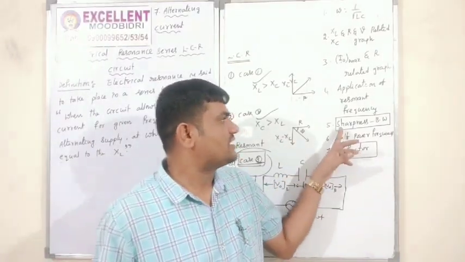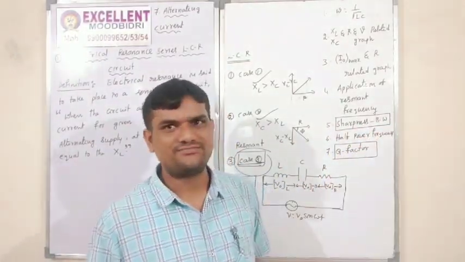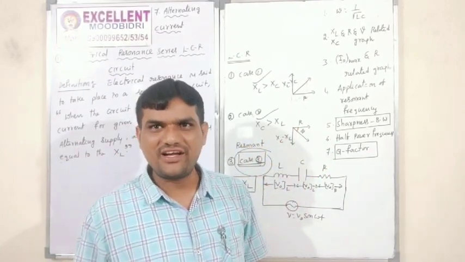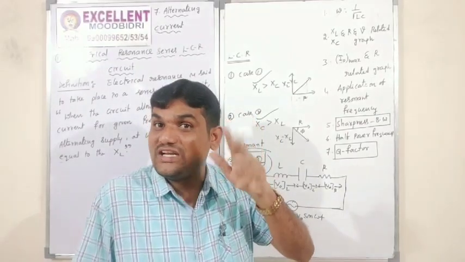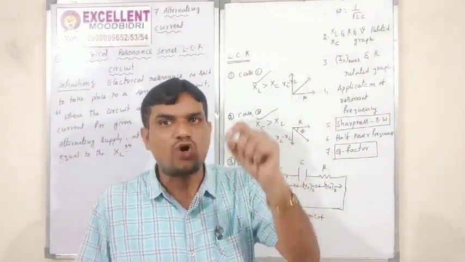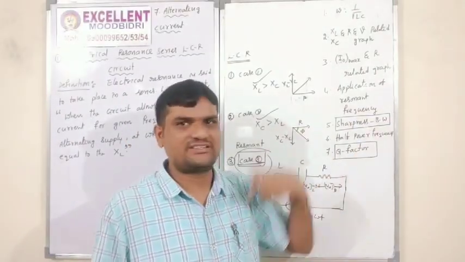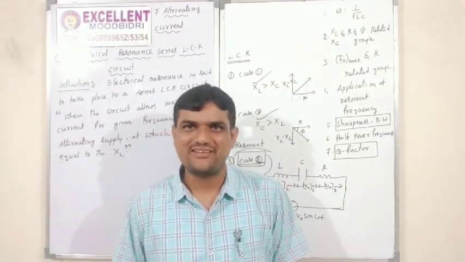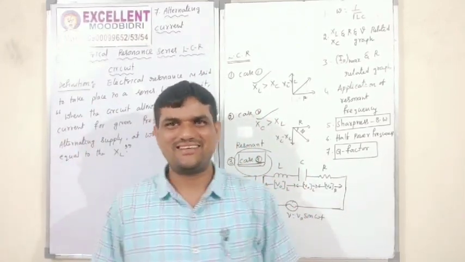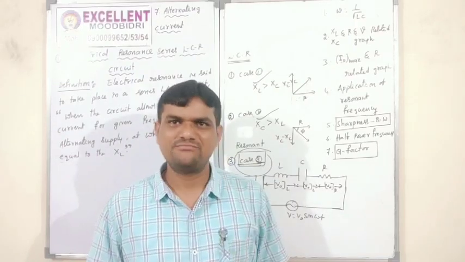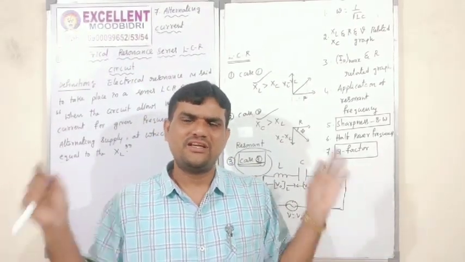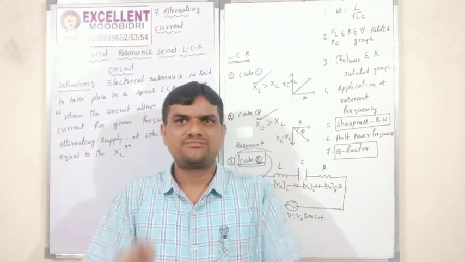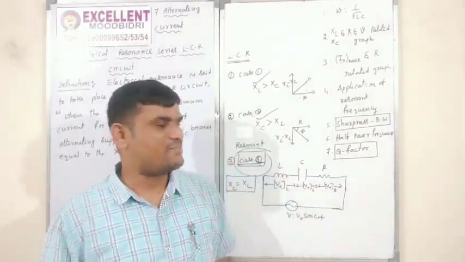Next, sharpness and bandwidth. Sharpness means quality of sound. We want to listen to that sound clearly, and that is known as sharpness. That sharpness we can define with the help of bandwidth. What is bandwidth? Bandwidth is the difference between the lower frequency and the higher frequency. Any electromagnetic wave has a lowest frequency as well as a highest frequency. That width is known as bandwidth.